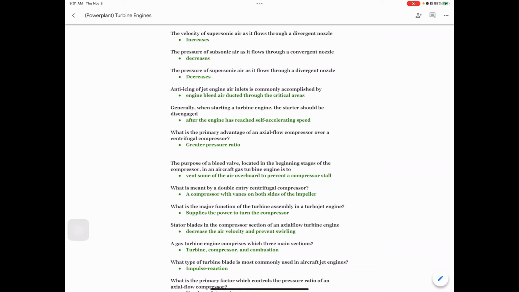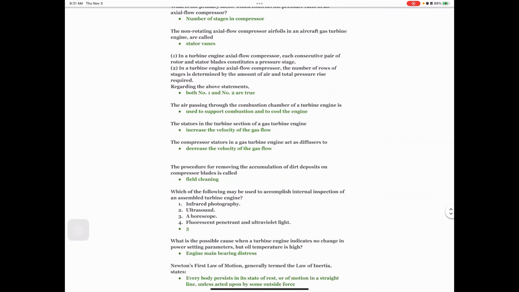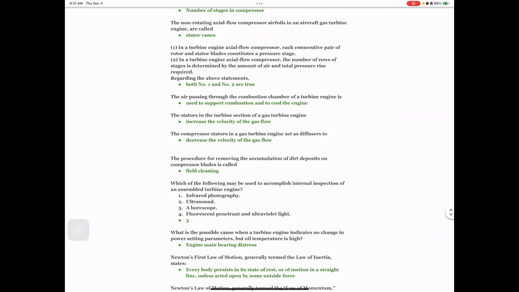Impulse reaction. What is the primary factor which controls the pressure ratio of an axial flow compressor? Number of stages in compressor. The non-rotating axial flow compressor airfoils in an aircraft gas turbine engine are called stator vanes.